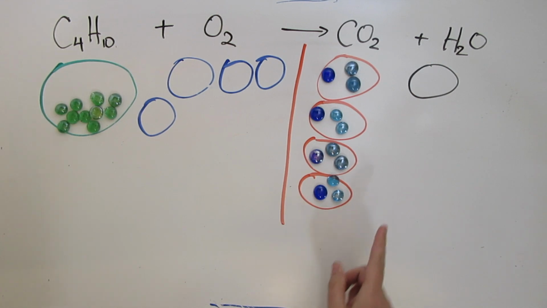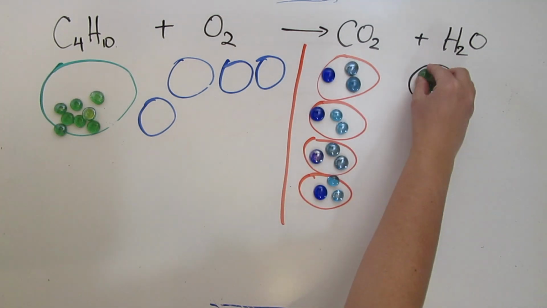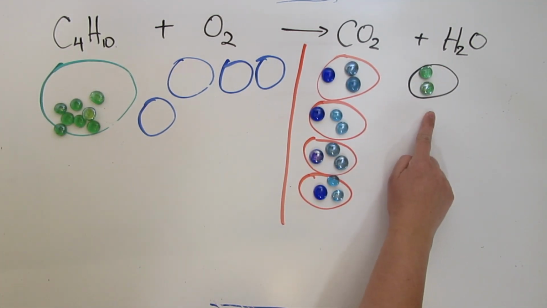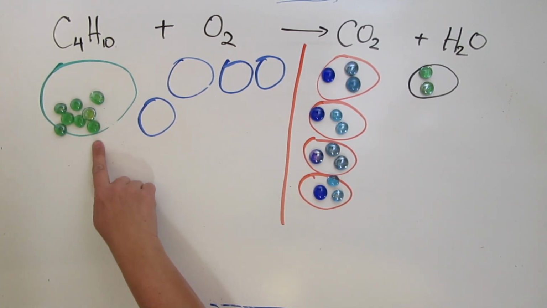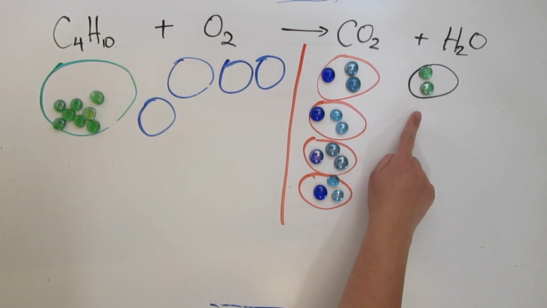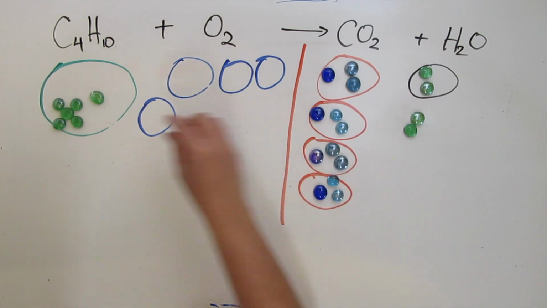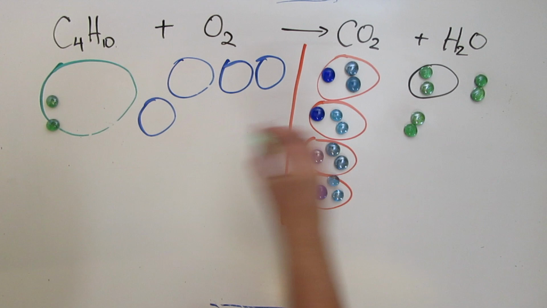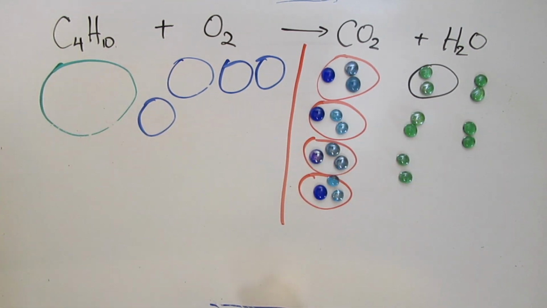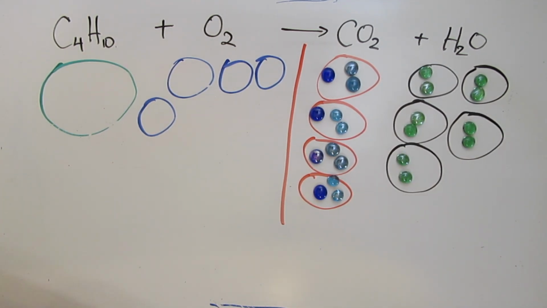Now what we need to do is get our hydrogens over here by turning them into water. So you can see two things are going to happen. First, we don't have enough oxygens. I'll add those later. But also, we have way more hydrogens over here than are going to fit into one water molecule. We need two in every water molecule. How many water molecules can we make? Let's just put them over here in sets of two. We can make five water molecules with these hydrogens.